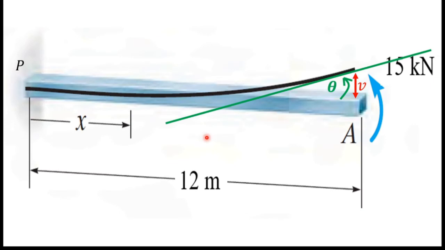So this is the beam, and this black line is the deflected shape of this cantilever beam, and you can see here I marked V, that is the deflection of this beam. If I draw a tangent line at this point, it will go like this. You can see this green straight line. So you can see I marked theta here, that is the slope of point A.